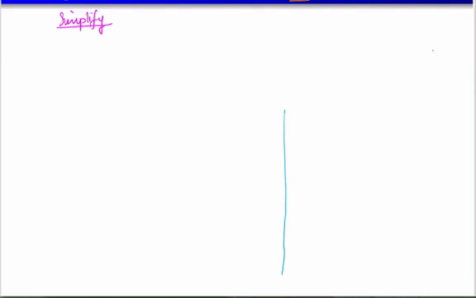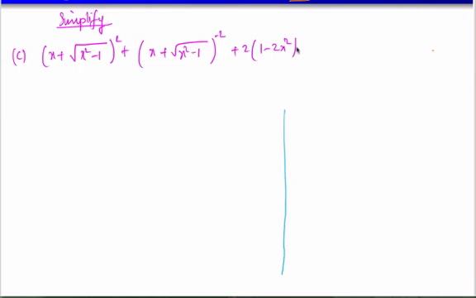Let us take the third problem, problem C. The problem is x plus square root of x square minus 1 the whole square plus x plus square root of x square minus 1 the whole raised to minus 2 plus 2 times 1 minus 2x square. Find the value of this expression, or rather simplify this.